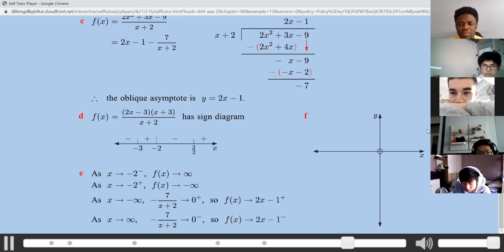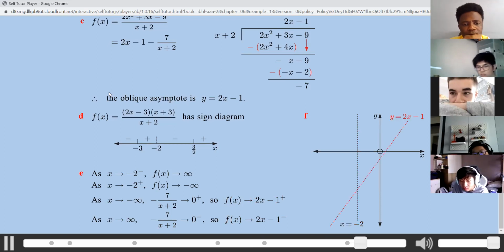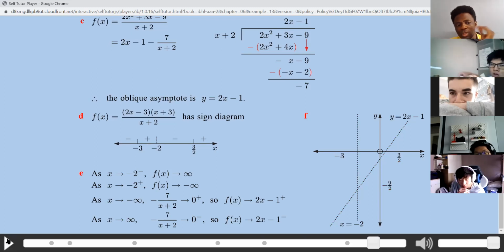We now use all the information we have gathered to draw the graph of the function. Elson is not listening. The vertical asymptote is x equals -2, and the oblique asymptote is y equals 2x minus 1. Can you see that? You take note of those ones, then you take note of the intercepts. We mark the x-intercept and y-intercept.